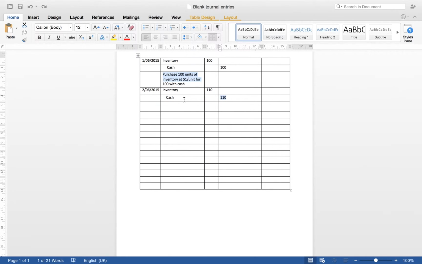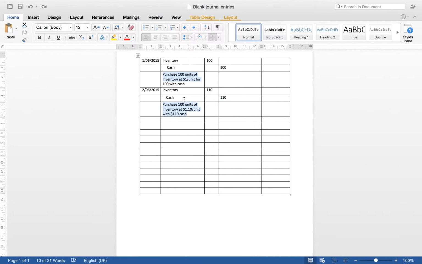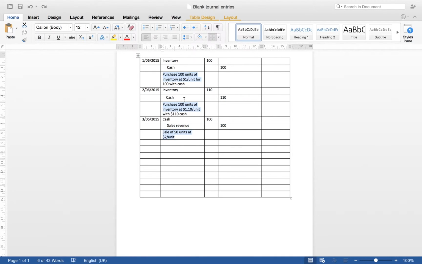And then we'll have a second further purchase the next day of a further 100 units of inventory, this time at $1.10 each. So we're debiting inventory $110 and crediting cash $110. Now we make a sale of $100, which is actually 50 units of inventory we're selling for $2 per unit.